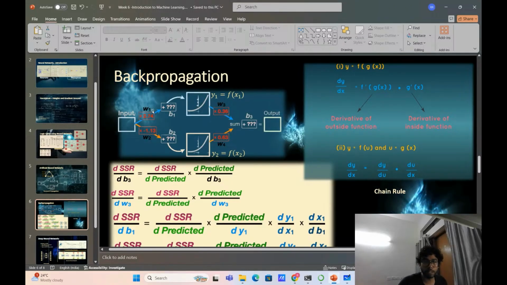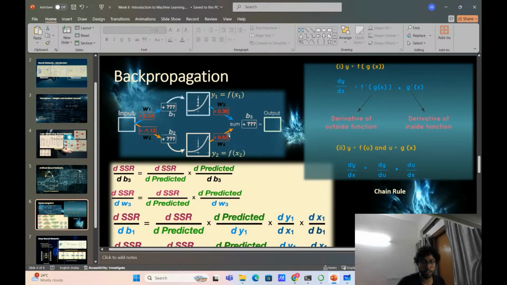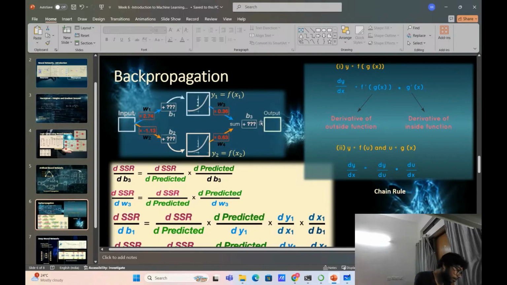You multiply the input with W1, add B1, and then perform this transformation: y1 equals f of x1. Here f is your soft plus function, log of 1 plus e to the power x. And then you multiply it with W3, sum it up, plus B3, and then you will get the output, right?